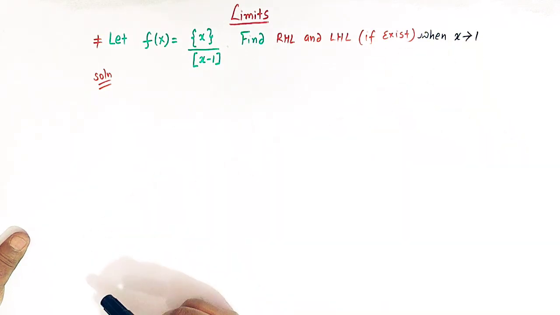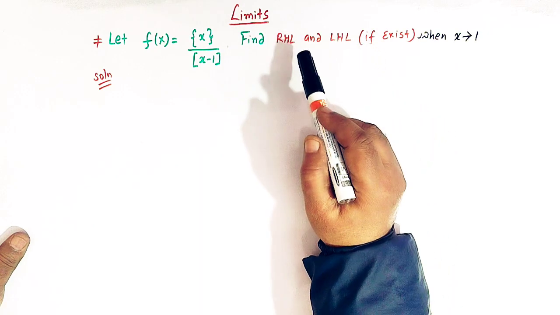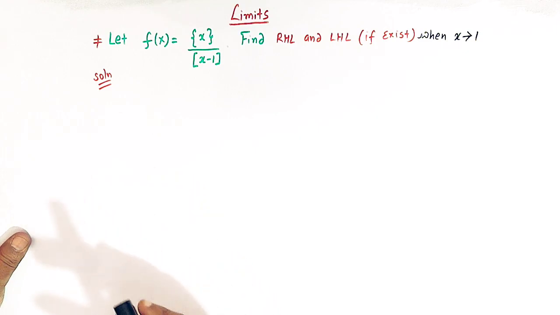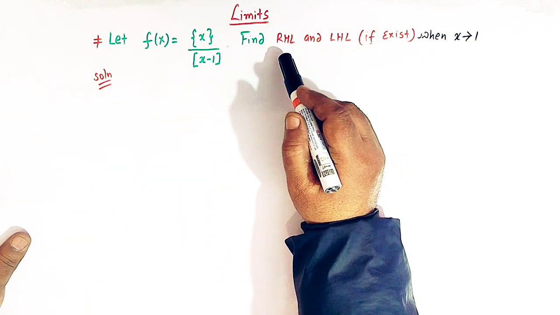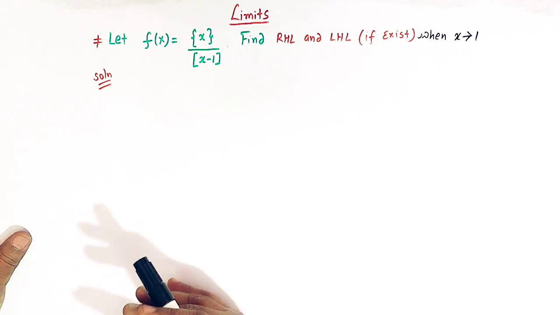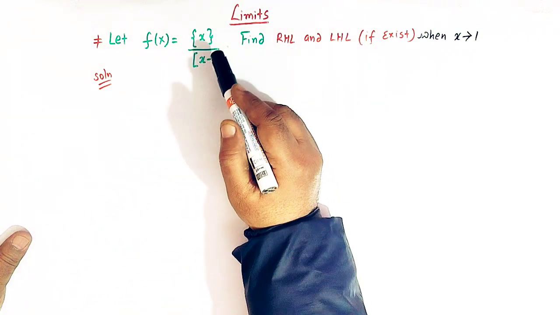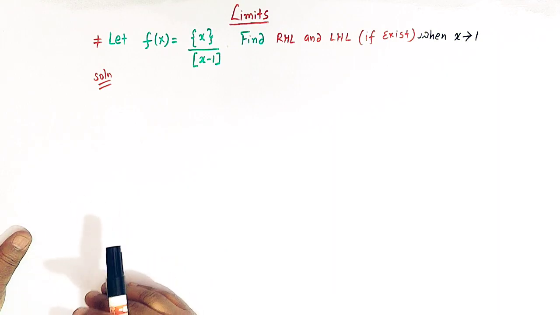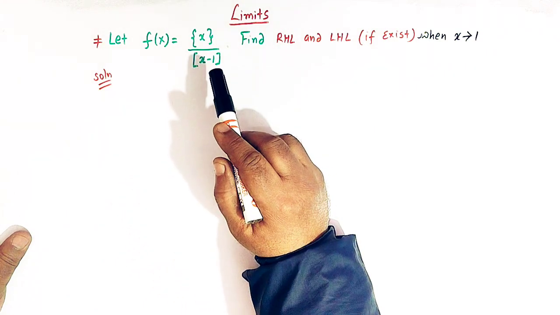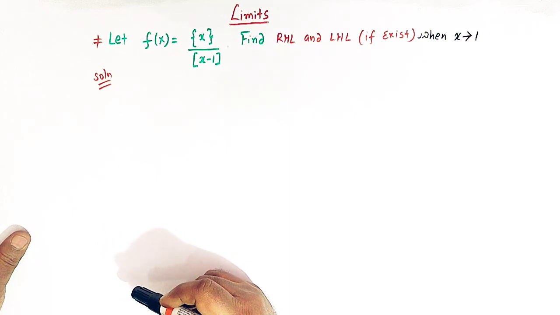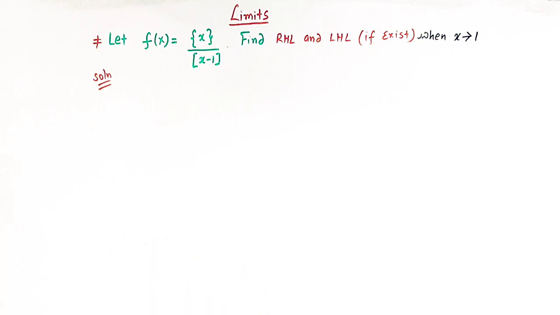Here we have to find the right hand limit and the left hand limit of this function when x tends to 1, and we have to see whether the right hand limit and the left hand limit exist or not. And if they exist, then let us calculate their values. We will make use of the definition of fractional part function and greatest integer function to solve this problem.